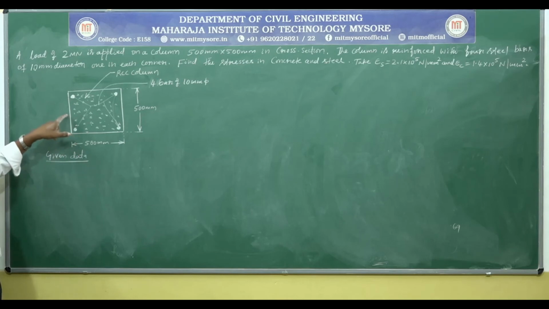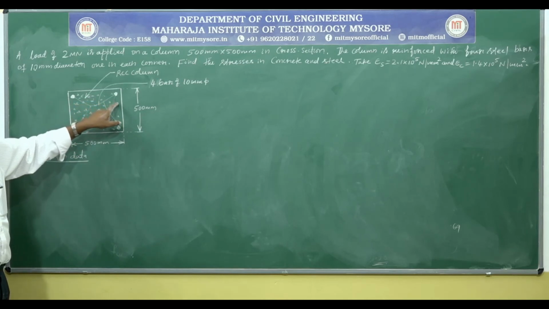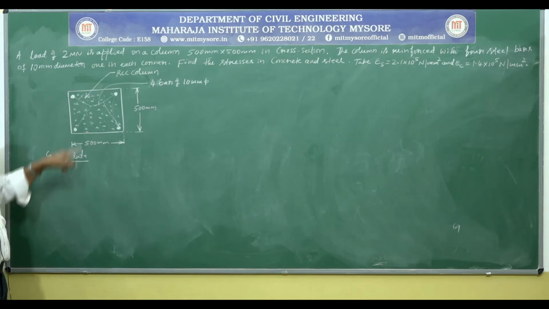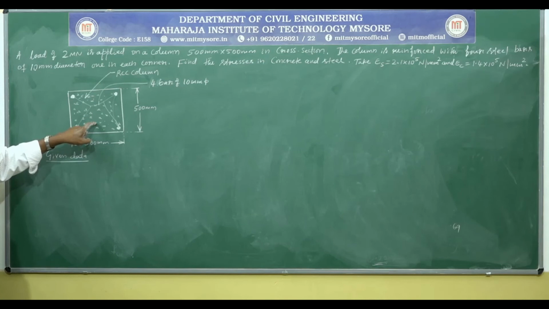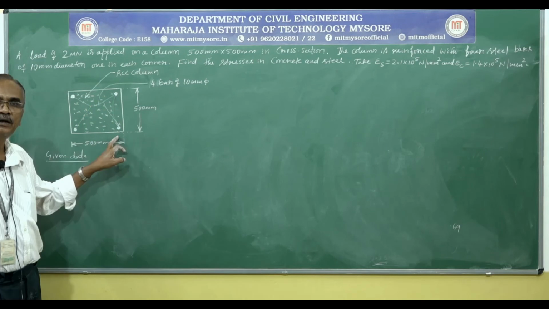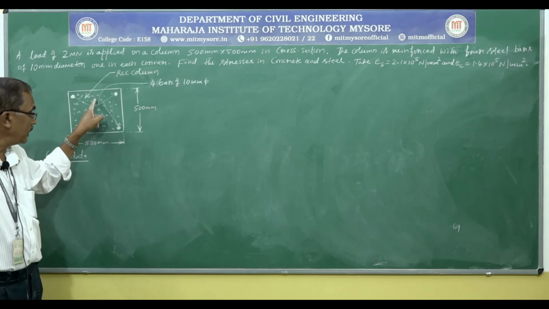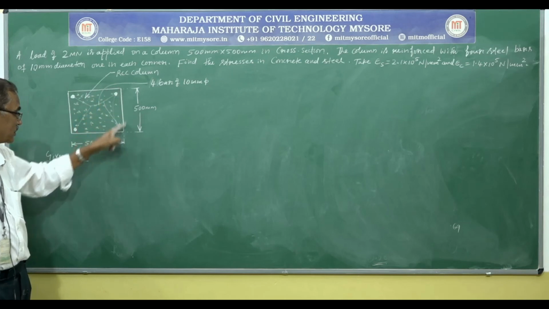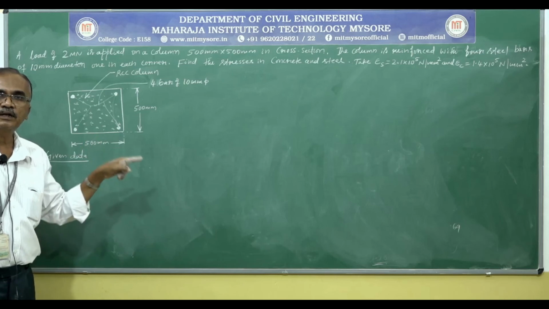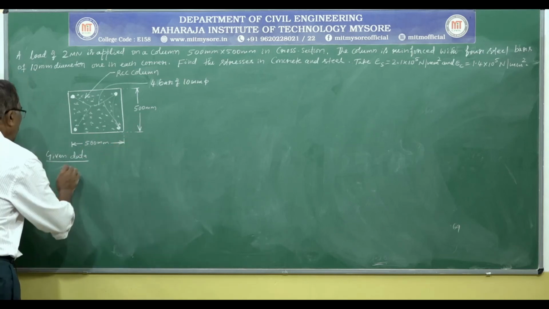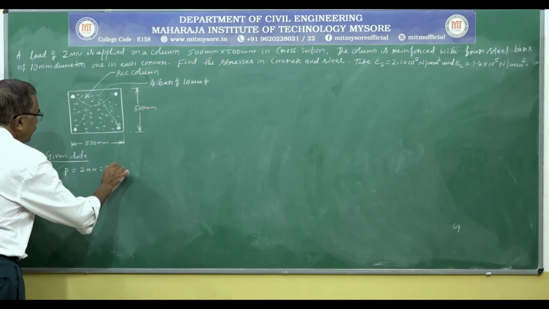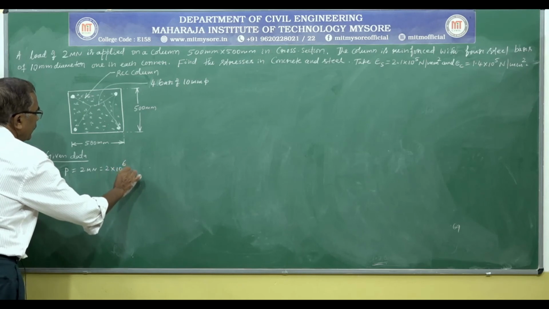So here we need to calculate cross-sectional area of concrete and steel separately. To calculate cross-sectional area of concrete, we need to calculate first cross-sectional area of steel. Here, cross-sectional area of the concrete is equal to the total cross-sectional area of the column minus cross-sectional area of the steel. So that we have to consider here. Given load coming on the column P is equal to 2 meganewton, that is equal to 2 into 10 power 6 Newton.